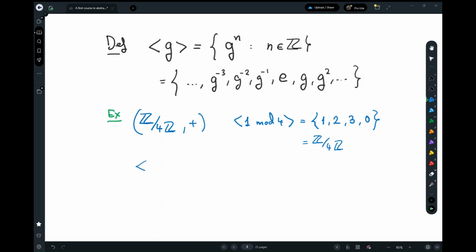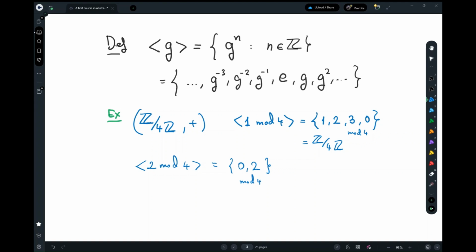And what is the subset generated by 2? It would be the multiples of 2. So start with 0, and then 2, and then 2 plus 2 is 4, which is 0. So that's it. It's just 0 and 2, considered as classes modulo 4, just like these were considered as classes modulo 4. So the set generated by g is not always infinite, as in many cases it's just a finite set.